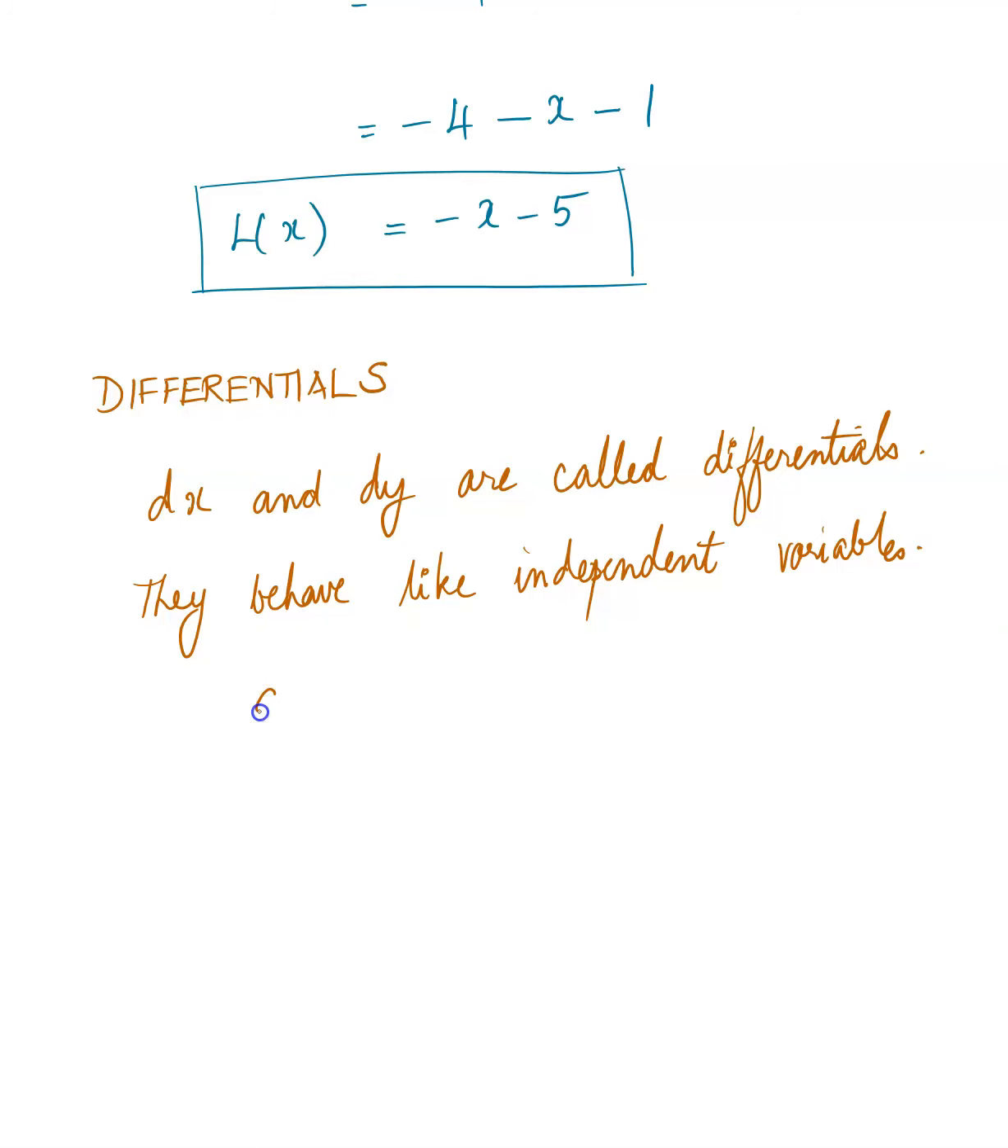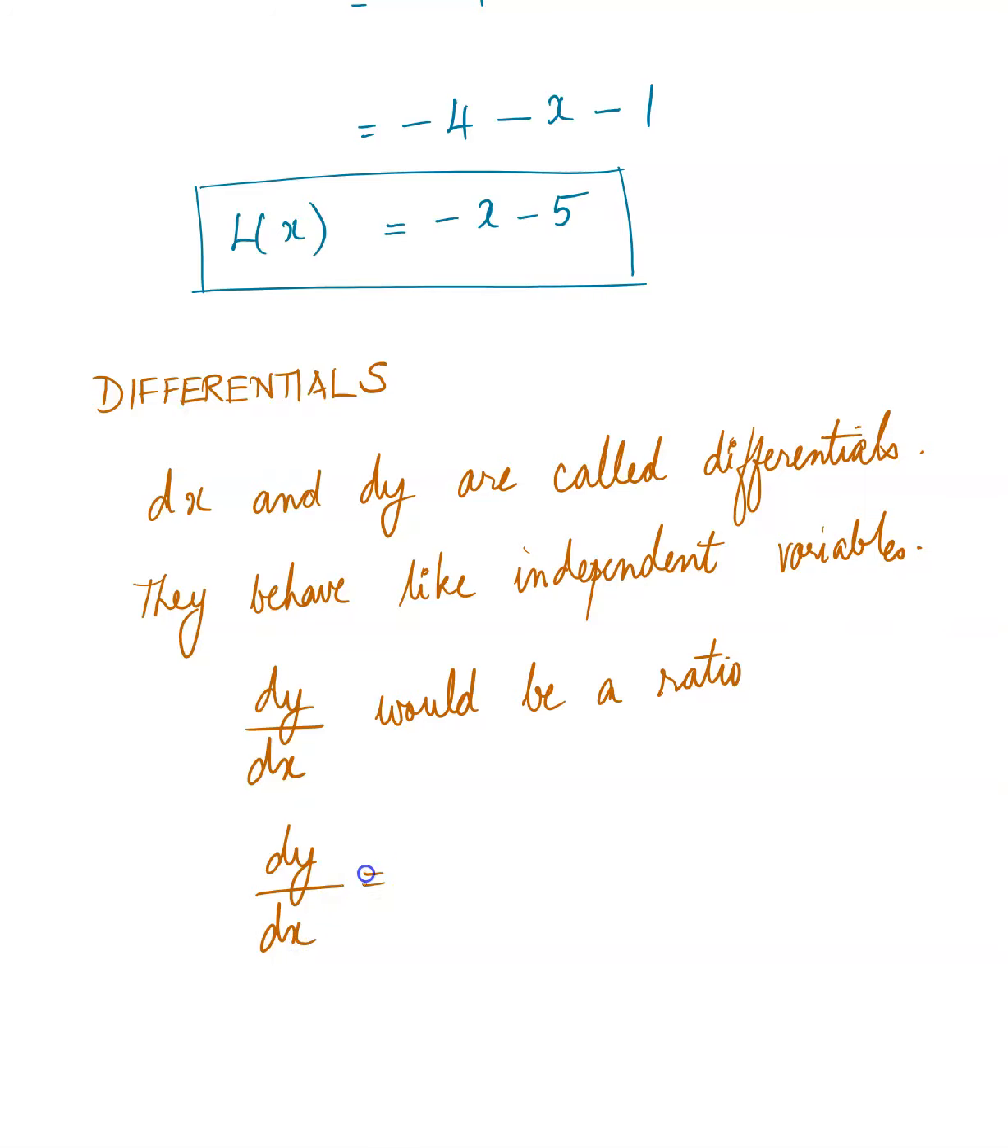What does that mean? That just means that this dy over dx would be like a ratio. If they behave like independent variables, this would be a ratio. That means you can move the dy and the dx around. Let me show that to you here.